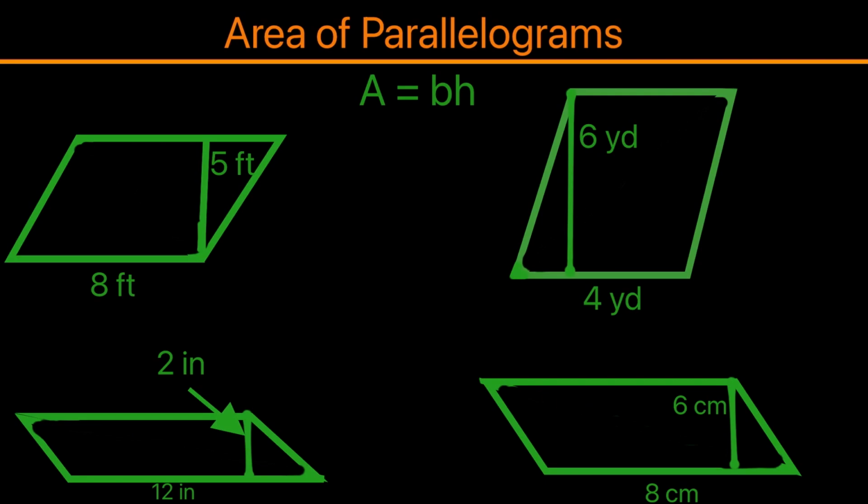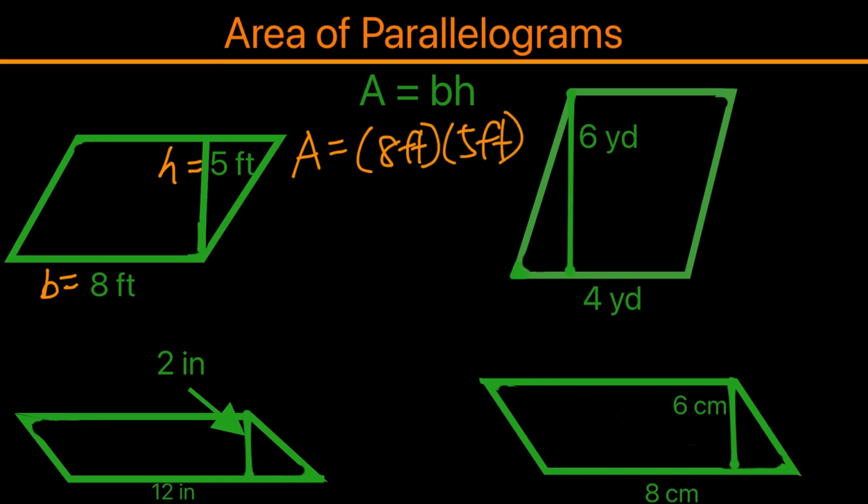Below are 4 examples. For the first example here, we have the base as 8 feet, and then we have the height as 5 feet. So we take the area equals 8 feet times 5 feet. And 8 times 5 is 40, and a feet square. So that's the area of this parallelogram.